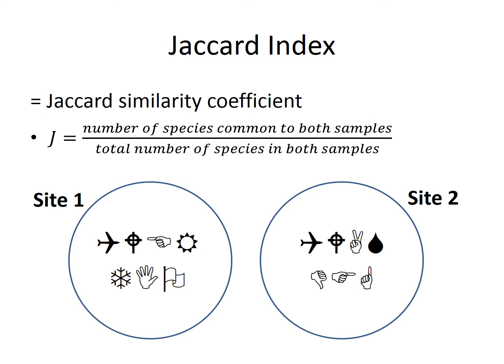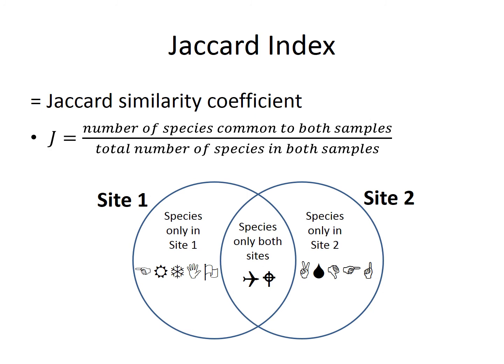Each symbol there again is representing a different species. Here you can see I've now merged them into a Venn diagram. And what do we have? We've got 2 species that occur in both sites. And when we add up all of the unique species, we see that we have 12 different species in total. As a result, the Jaccard index for this comparison of the 2 sites would be 2 divided by 12.